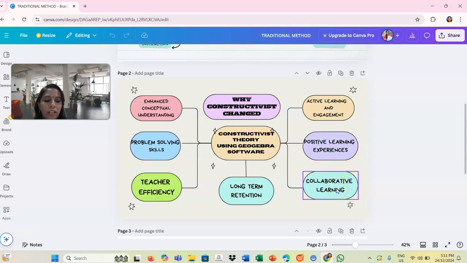This will lead to positive learning experiences. And then collaborative learning. It's not teacher-centered, where they just sit down and listen to the teacher without understanding. Now they have collaborative learning, because sometimes they won't understand the information from the teacher's teaching. They will understand better if the explanation is given by their peers. So this is where collaborative learning is very important in enhancing their understanding.